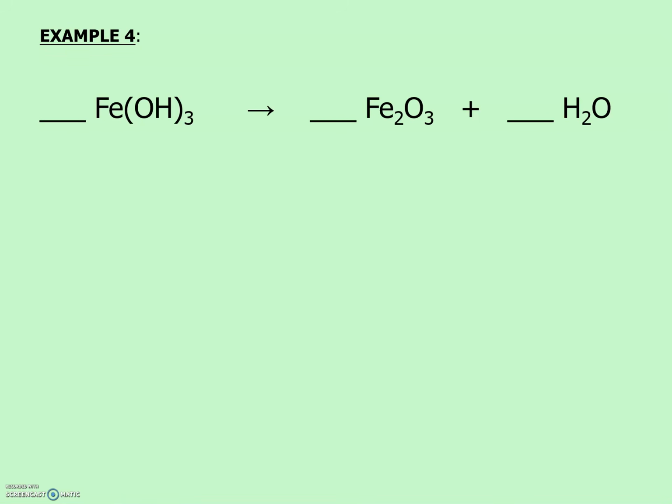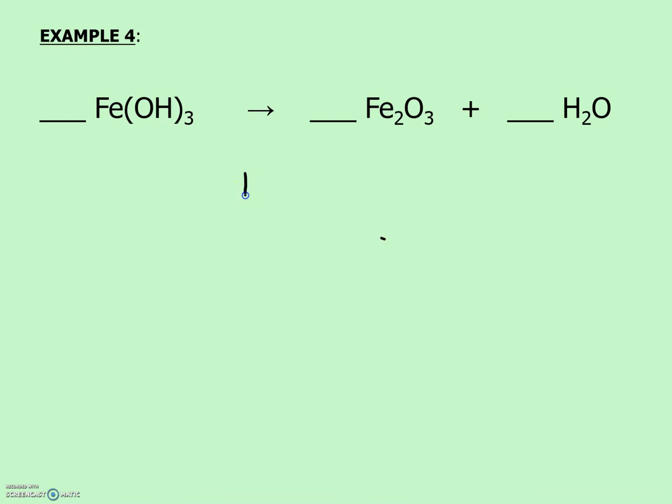Now example 4 is a little bit more challenging for a couple reasons. The first thing that you should notice is that we have parentheses here, so just don't forget your rules about the subscript that's outside of the parentheses. And then the other thing that's a little bit different is that we have oxygen on our product side. We have oxygen in 2 places. We have it here and we have it here. So when we tally everything, we need to make sure that we count all of the oxygens together.